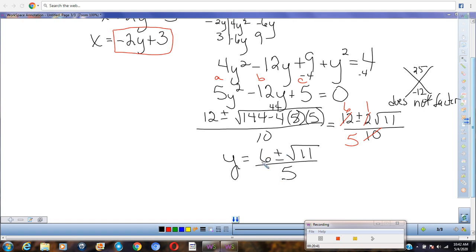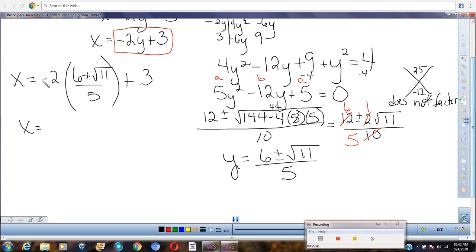All right, so I'm going to plug the 6 plus the square root 11 over 5 in for y. So x equals negative 2 times (6 plus square root 11) over 5, plus 3. I'm going to distribute the negative 2. So I have x equals negative 2 times 6 is negative 12. Negative 2 times a positive square root 11 is negative square root 11. This is still all over 5, and then plus 3.